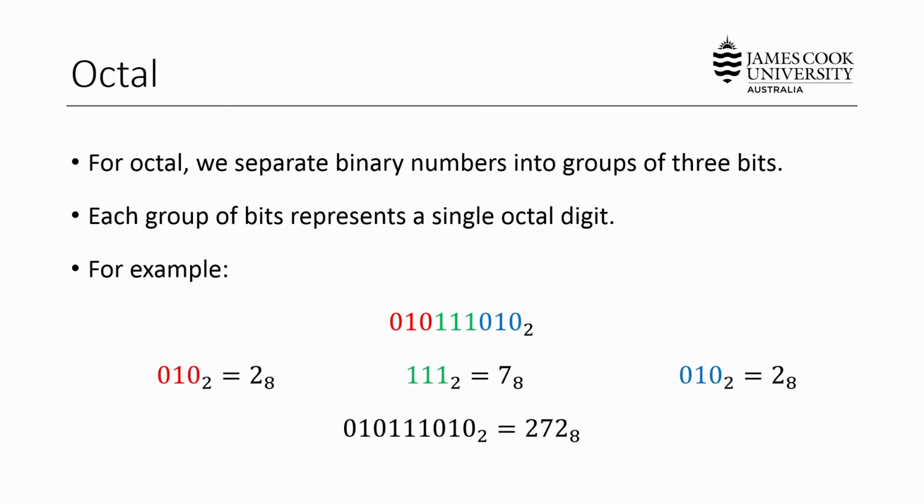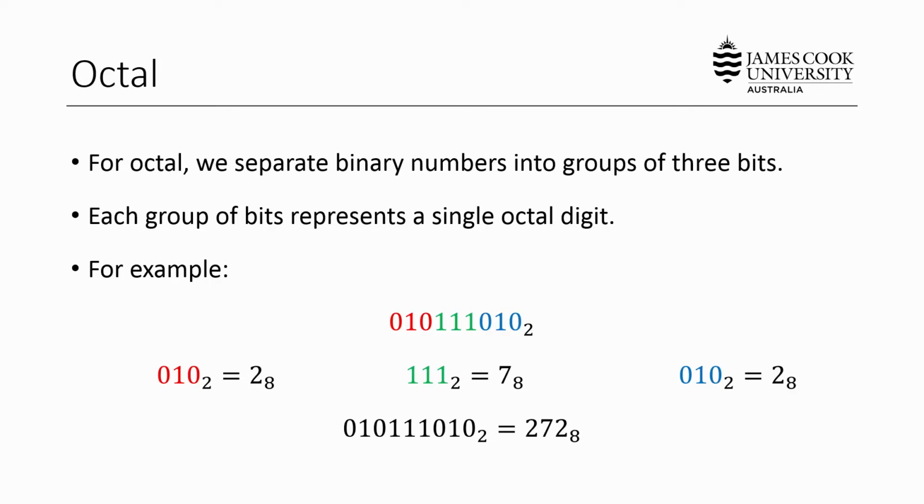So for Octal, all we have to do to convert from a binary value to an octal value is separate the binary number into groups of 3 bits. Any idea why it's 3 bits for an octal number? 2 cubed. That's right. 2 cubed equals 8, and it's an octal number system, which means it has a base 8. And the 3 in the power of tells us we need 3 individual bits. So each group of bits represents a single octal digit.